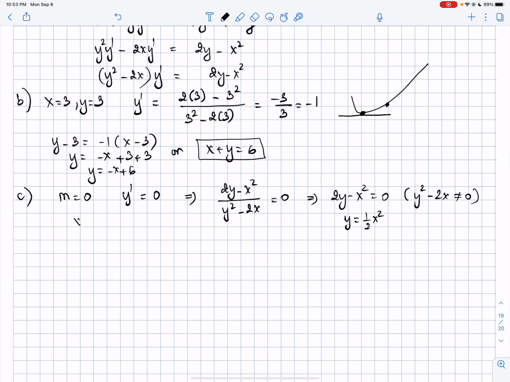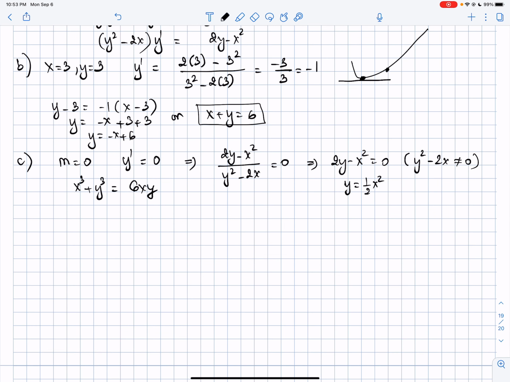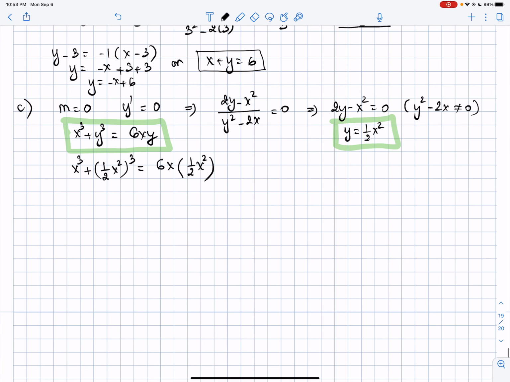So the curve I have is x cubed plus y cubed equals 6xy. I will plug in using substitution. So this is my first equation. This is my second equation. So I'm going to solve this system. Okay, so I will plug in for the y so that I will have the equation with x only. Now I have everything in x. Let's simplify this.